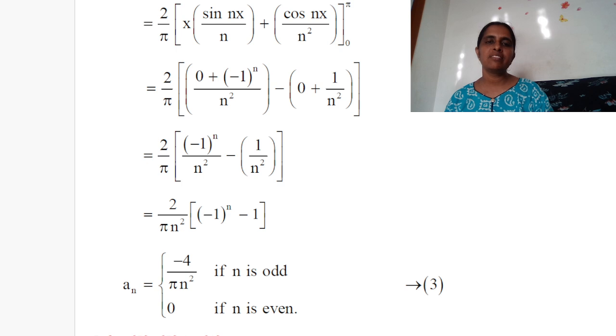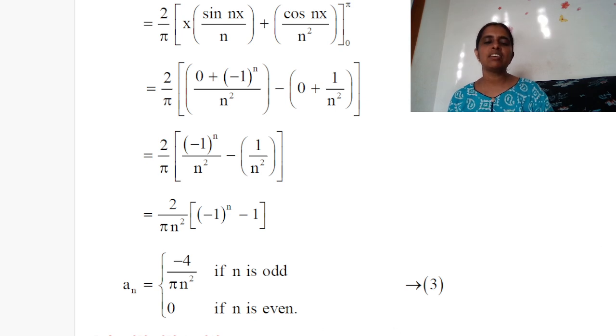Now put the upper limit x equal to pi, that is 0 into sin pi, 0, plus cos n pi, minus 1 whole power n, divided by n square, minus the lower limit 0 plus 1, cos 0 is 1, divided by n square. That is equal to 2 by pi, minus 1 whole power n divided by n square, minus 1 by n square. That is 2 by n square pi into minus 1 whole power n minus 1, with n square as the common denominator. Minus 1 whole power n minus 1 is equal to minus 2 when n is odd, and equal to 0 when n is even. Therefore an equals minus 4 divided by n square pi if n is odd, 0 if n is even.